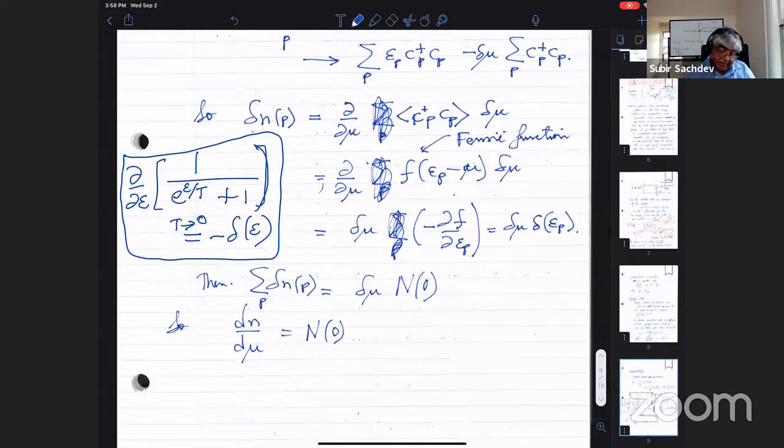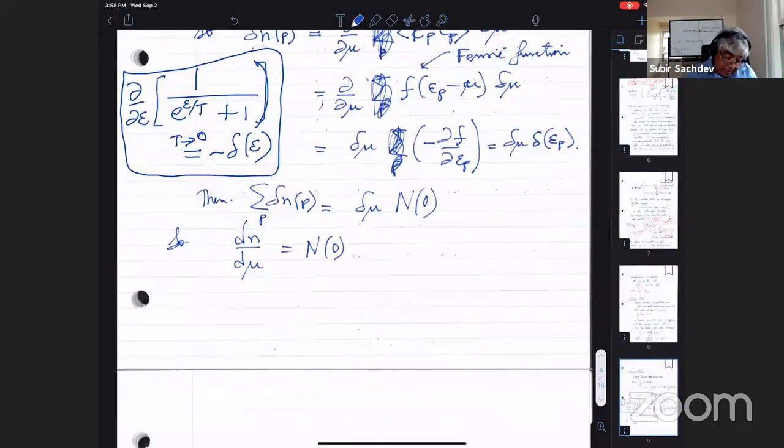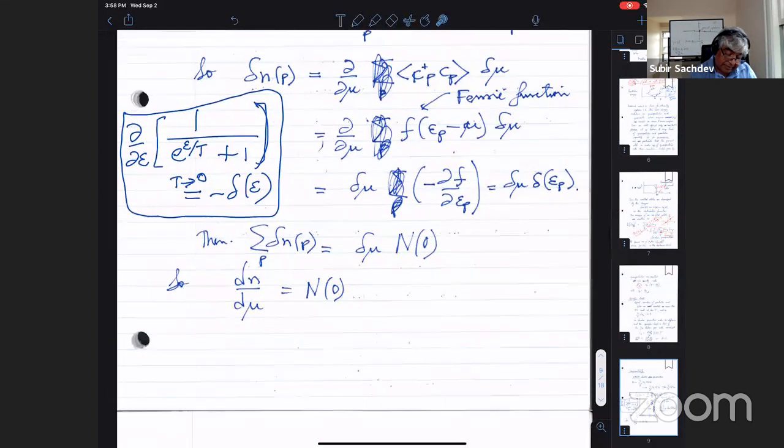Where was I? Right, so that's minus df dE_p. Well, that's just a delta function, so delta of E_p. So now you sum over P, you want the change in density due to change in chemical potential, then that's easy to integrate the delta function, and all you get is the density of states at the Fermi level. So the inverse compressibility, or dN d mu, of a free Fermi gas is the density of states at the Fermi level.